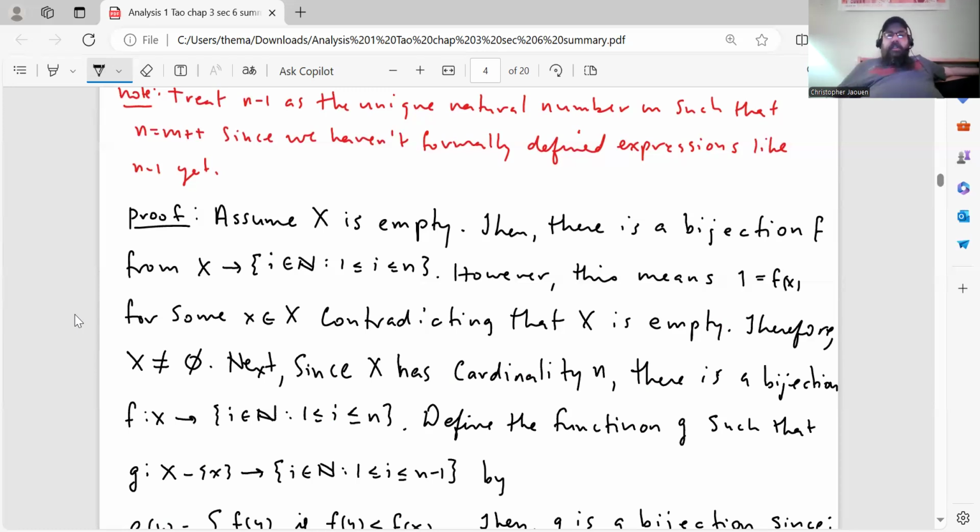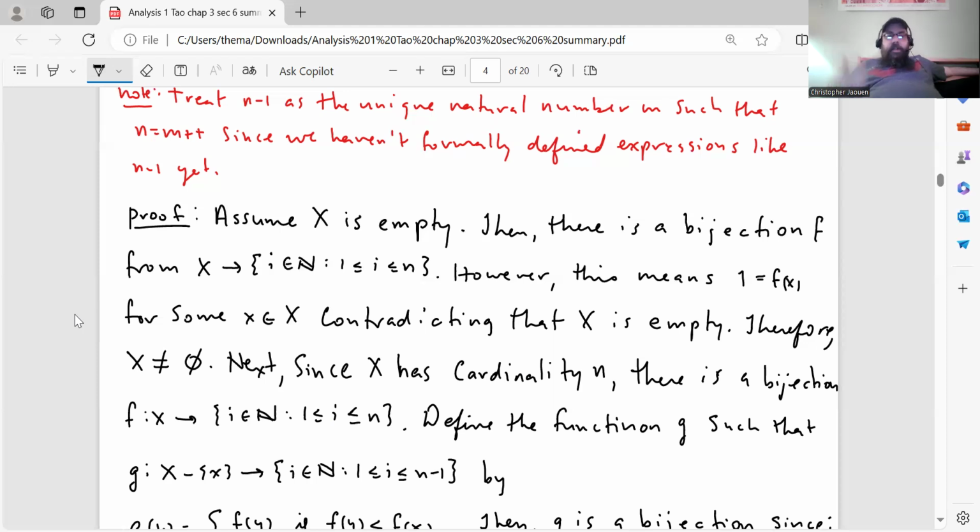So assume X is empty. Then there's a bijection F from X to the set of all i in N such that i is greater than or equal to 1 and less than or equal to n. However, this means that 1 is equal to F of x for some x in X, contradicting that X is empty. Therefore, X is not the empty set.